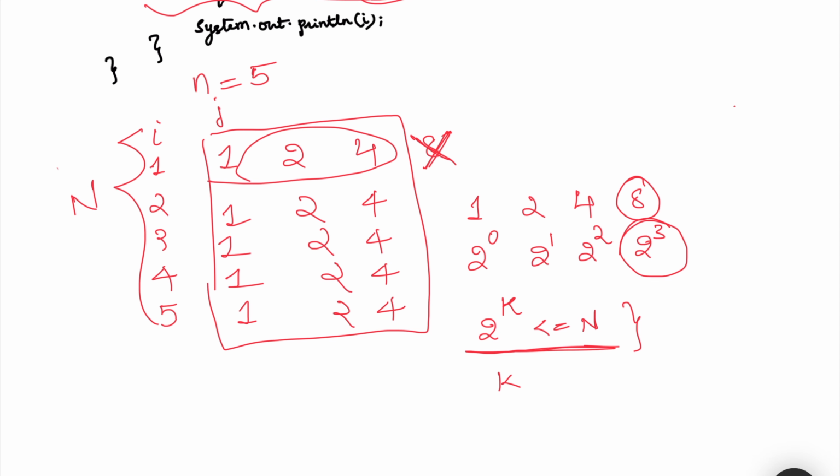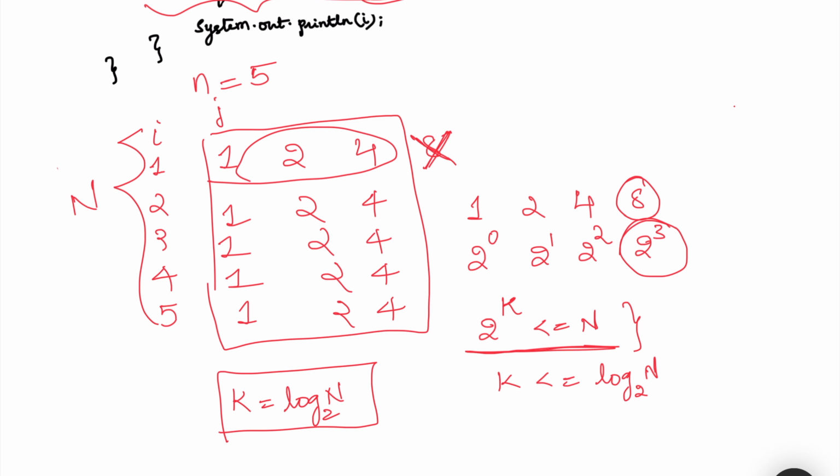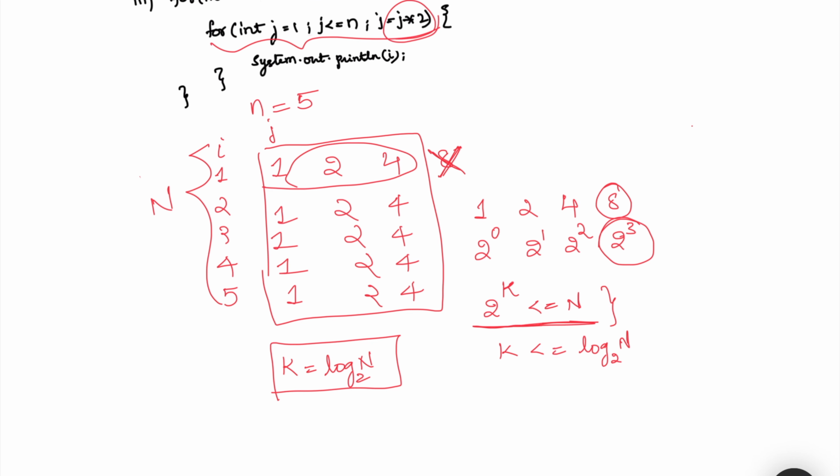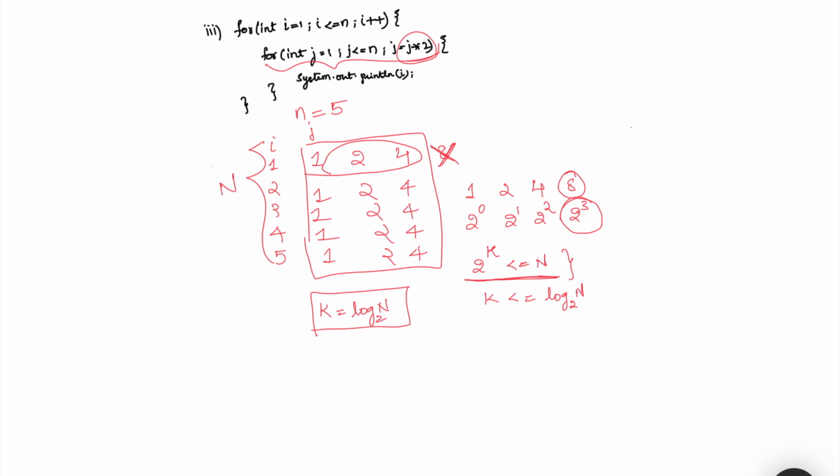So to find k, when it goes to that side, it becomes log to the base 2 of n. So on an average we can say k equals log n to the base 2. So this is the time complexity for this inner for loop. Together, the outer for loop takes n times and the inner for loop takes log n to the base 2, so we can simply say the time complexity is n log n.